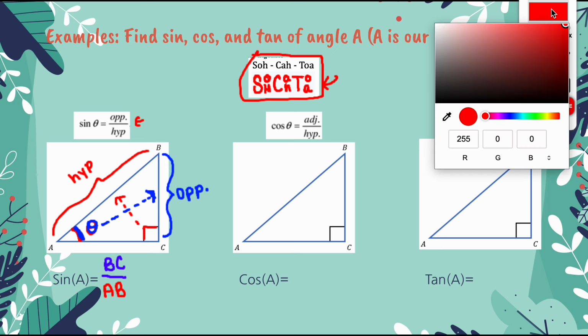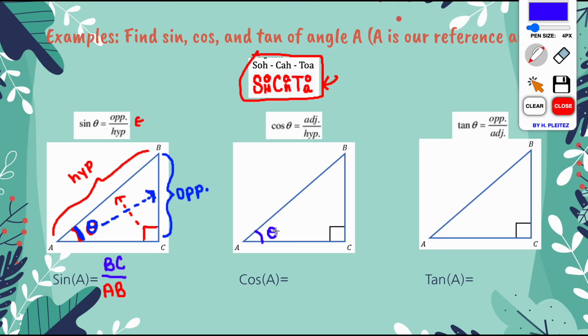Now if we had actual numbers, we can write the numbers in, but for now we're just using segment notation here. Now cosine of A, again, we want to make sure we are marking our reference angle. And for cosine now, we need the adjacent side and the hypotenuse side. So again, the hypotenuse is never changing. No matter where your reference angle is, the hypotenuse is not changing.